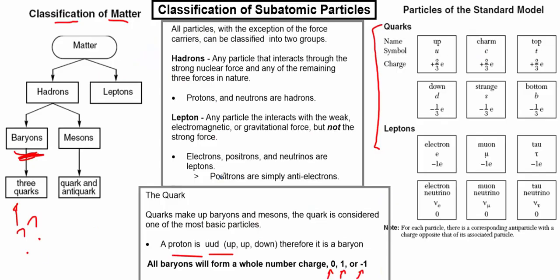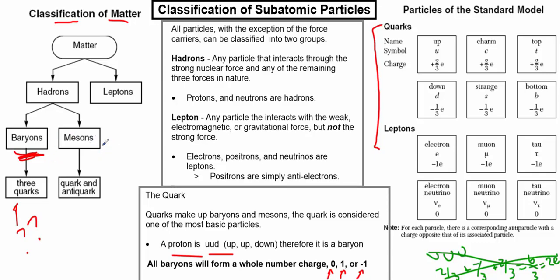Let's think of some that are not possible. Could we have an up, up, up quark? Well, up, up, up would be 2/3 plus 2/3 plus 2/3. That's 6/3 or 2. Well, having a combination of 2 charges isn't impossible, but it is not within this rule of 0, 1, or negative 1. So while mathematically it's possible, physically it's not. We will not have an up, up, up combination. As long as it's a 3 quark combination that ends up with a charge of 0, 1, or negative 1, it's a possible subatomic particle.